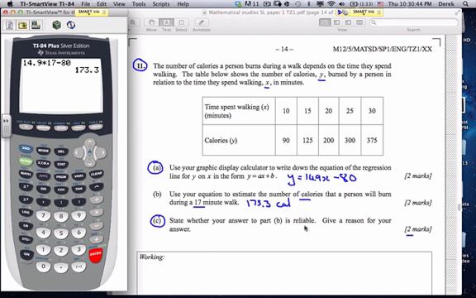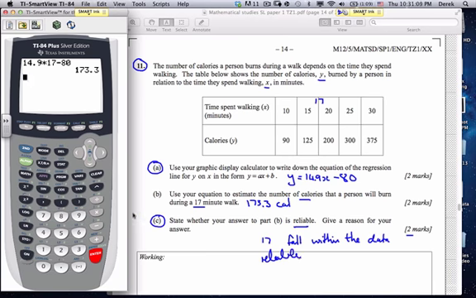So this is reliable, and the reason why is that 17 falls right within the data. So 17 falls within the data. And so the data goes from 10 to 30, and so therefore it is reliable.